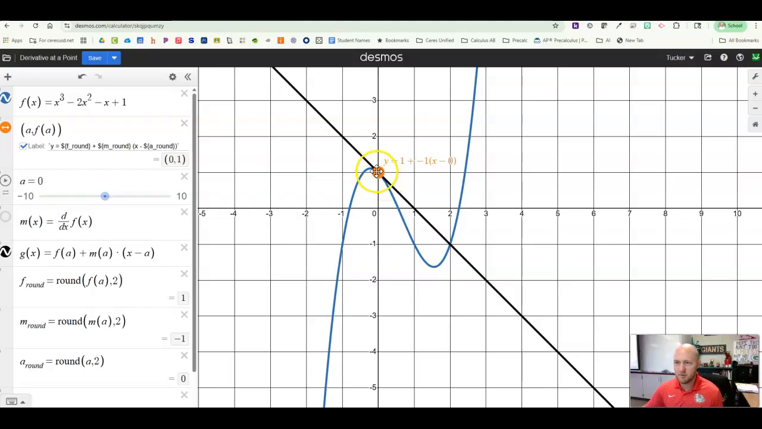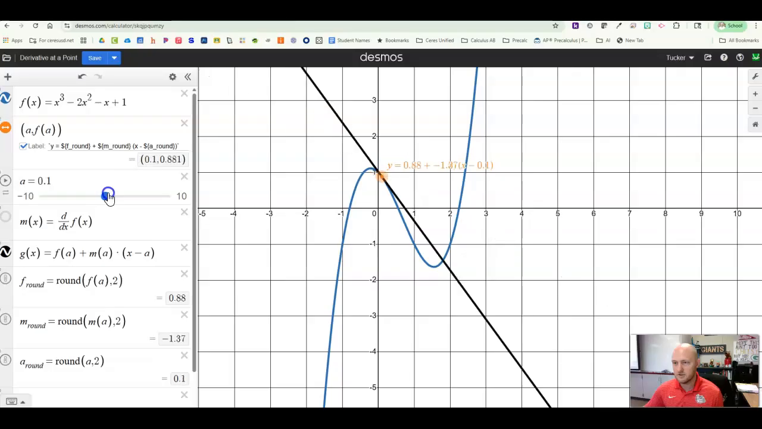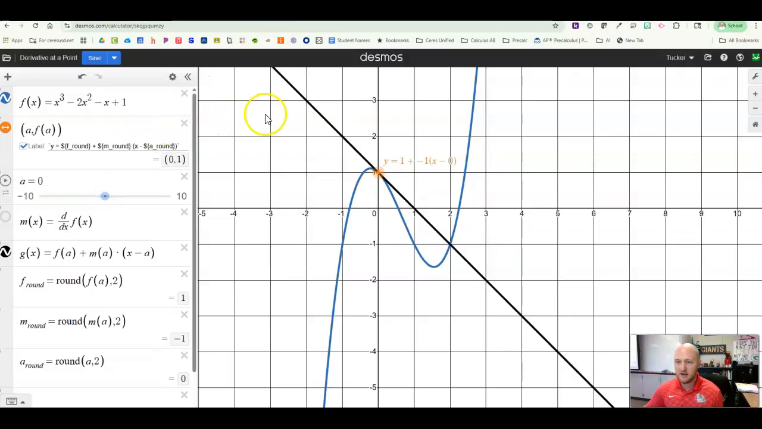So notice, there's my point. My x value is at 0. So what's my instantaneous rate of change? Well, notice it's going down, right? This dot is starting to go down. So that would be a negative slope, and you'll see that quantity right here in the m row. So m for slope, it's -1.